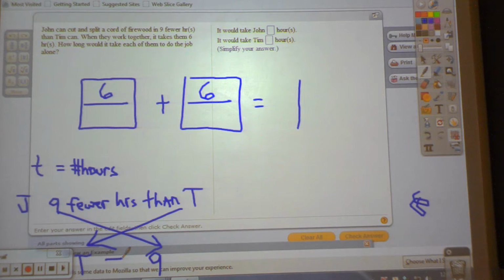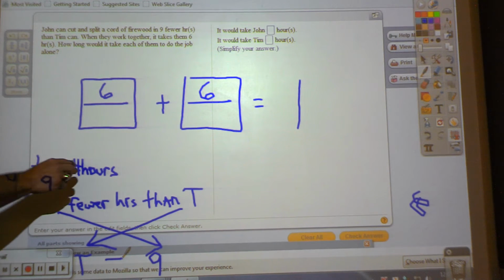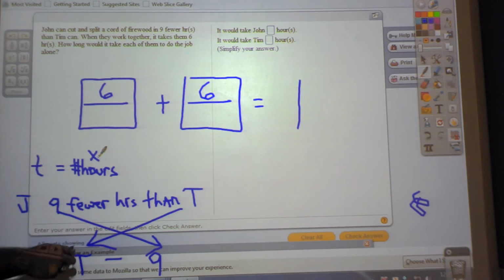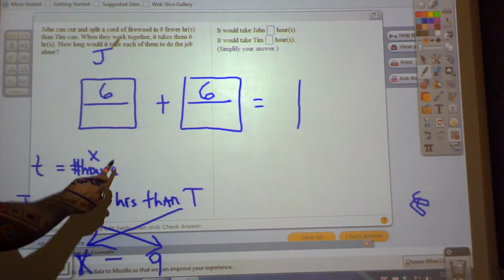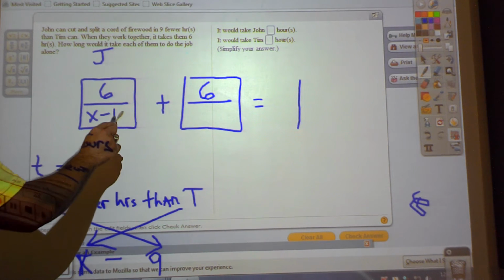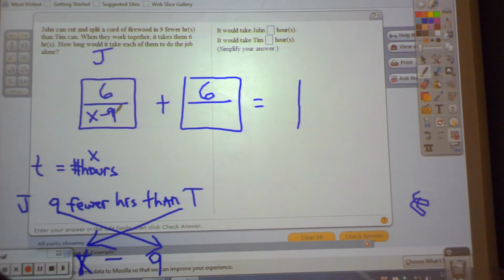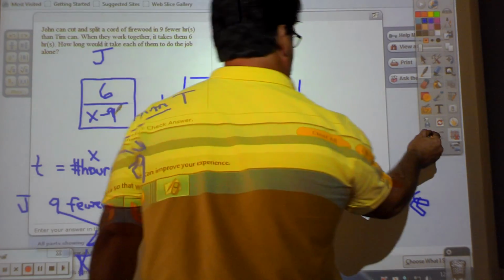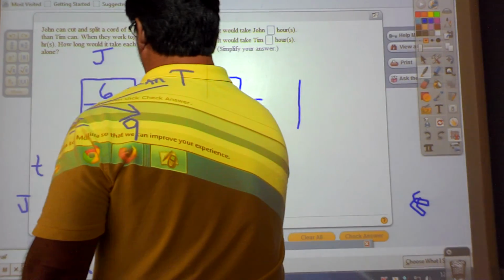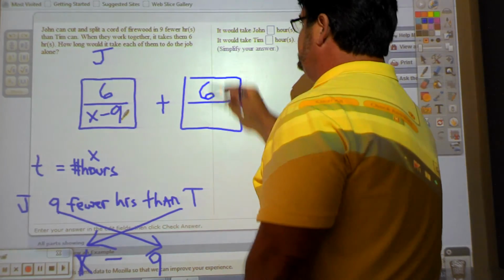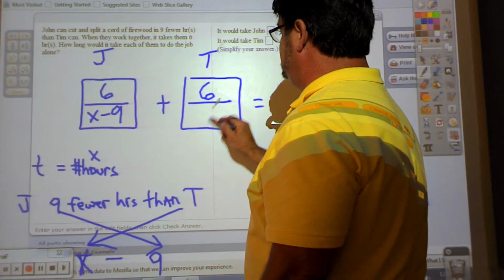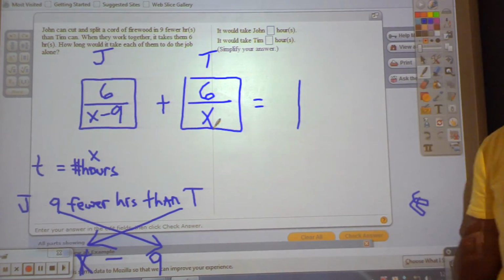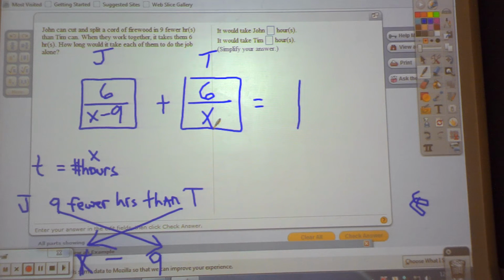Now, I'm not going to put T, I'm just going to put X, because that's what X is. This is X, and this is X minus 9. So J, let's put J right here, is equal to X minus 9. And what's Tim? Tim is just X. And now you're ready to start. You got to get a common denominator.